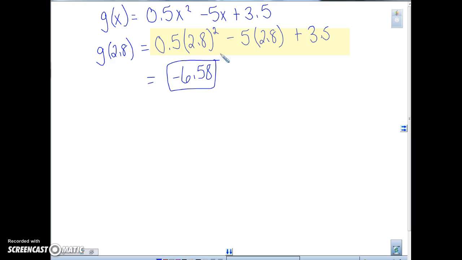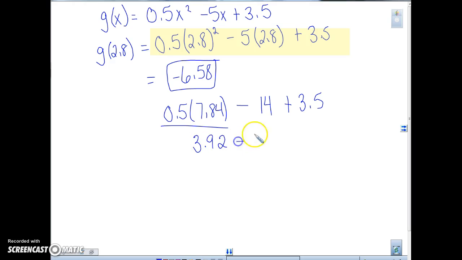Now let's verify it by doing it the long way just to make sure. So I would take my 2.8 and I would square it. So I would have 0.5 times 7.84 minus, I'm going to multiply that 5 by 2.8 and I get 14 plus 3.5. Do our multiplication here. 3.92. When I type all of that in, I get negative 6.58. So again, doing it the long way or typing it all into your calculator gets you the same answer.